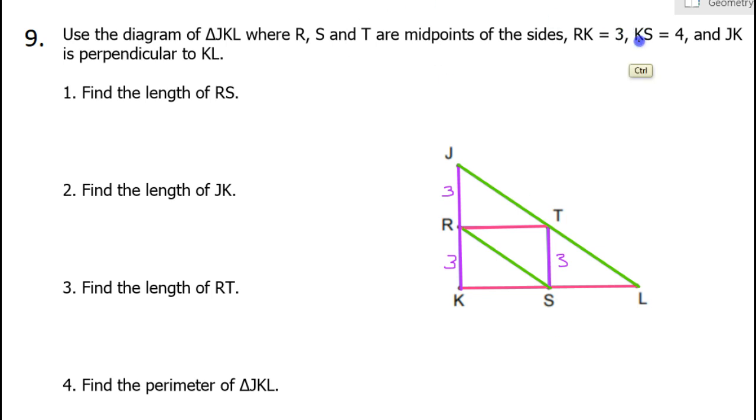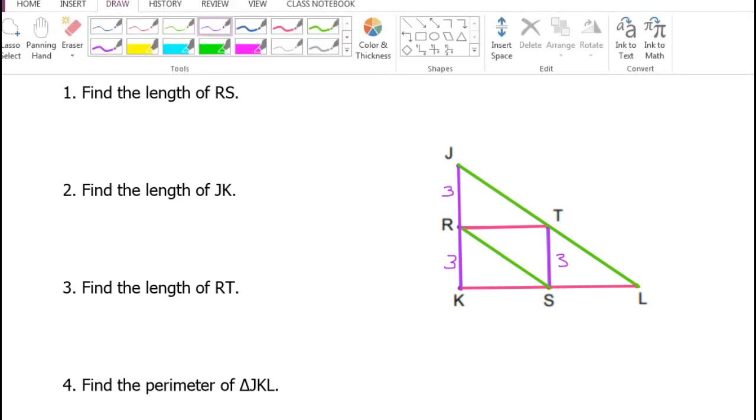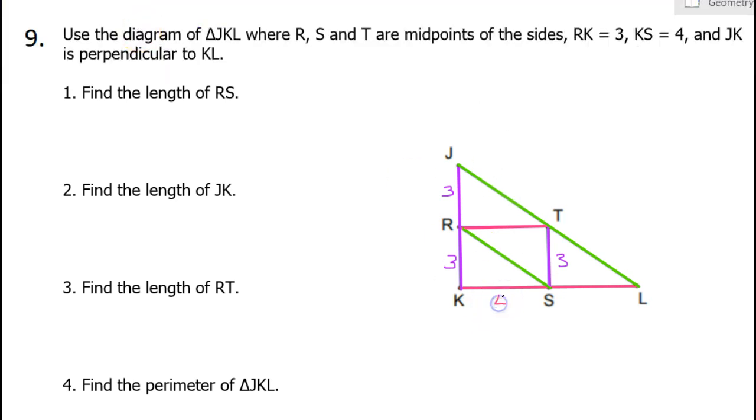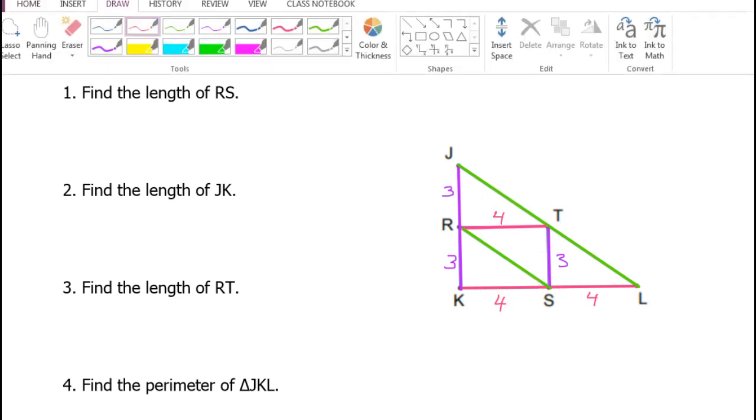Next we are given that KS is 4. So guess what? That means that SL must be 4 because S is the midpoint. That means that RT must be 4 because that's half of the parallel side. So 4, 4, 4. See how that works?